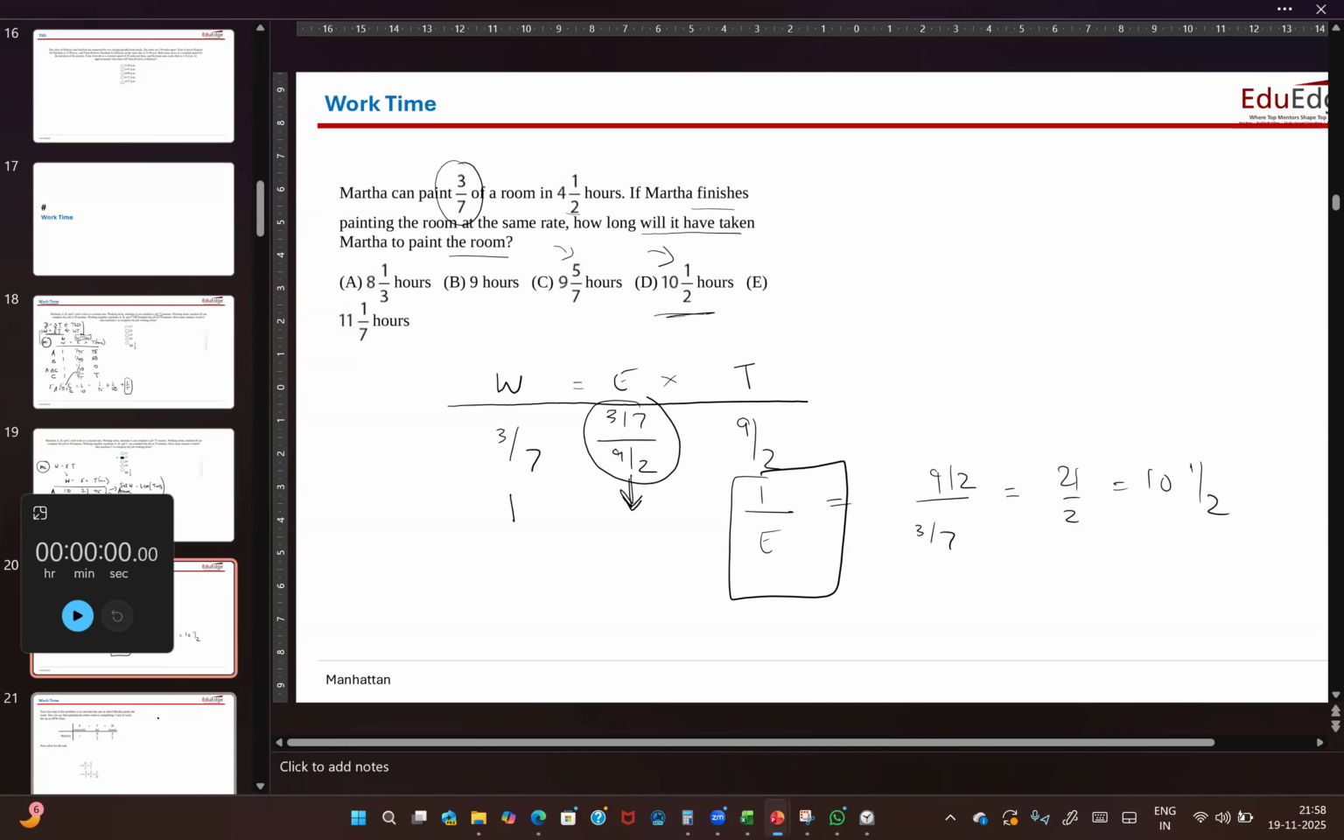So time is work divided by efficiency. So we need time, right? Work is 1. Efficiency is this fraction of fractions. So time will be 1 divided by efficiency. Efficiency is plugged in and it's reversed. Okay, I got it. Yeah. Next.